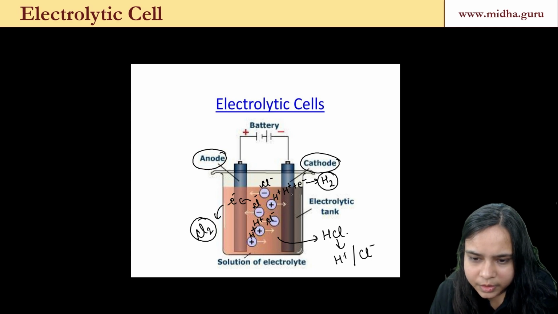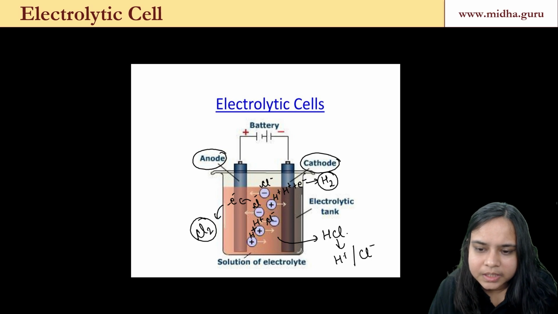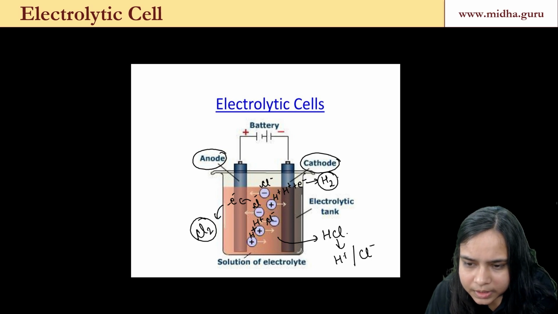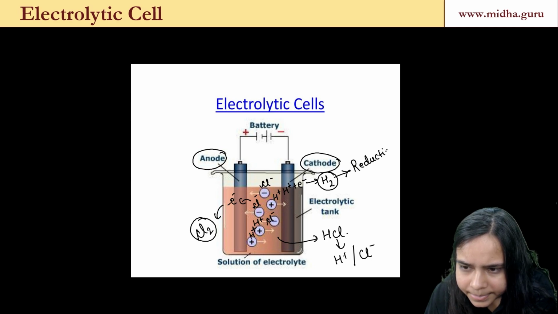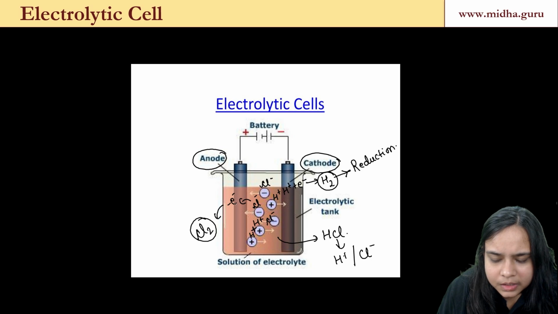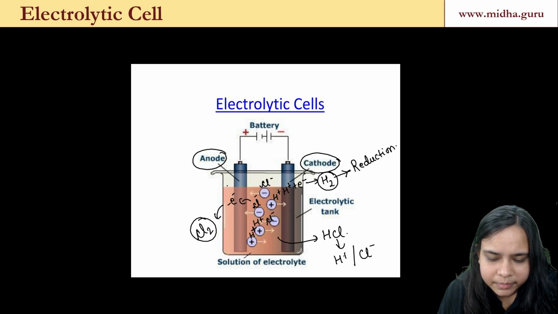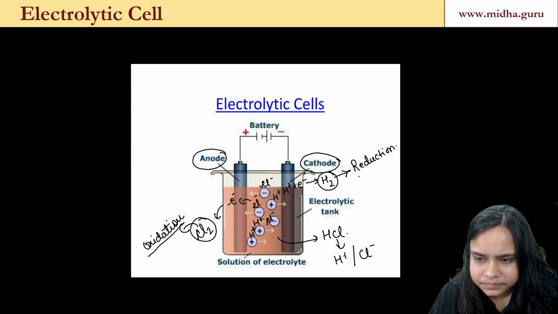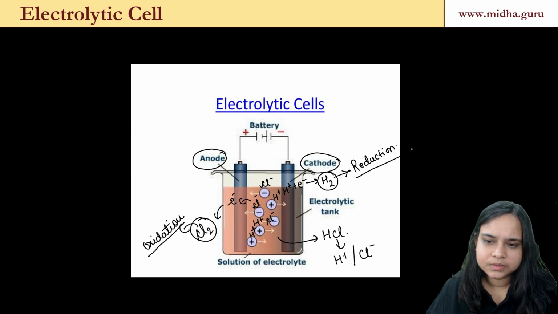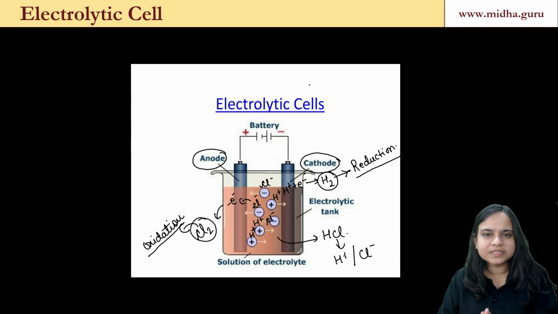So we can conclude from here, gaining of electrons demonstrates the process of reduction, and loss of electrons at the anode terminal demonstrates the process of oxidation. This was part 2 of this lecture.